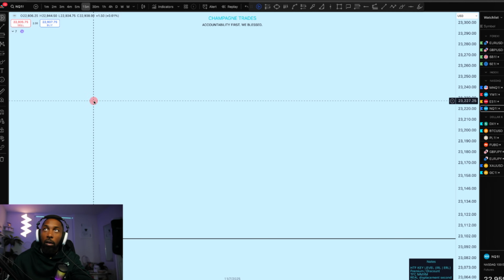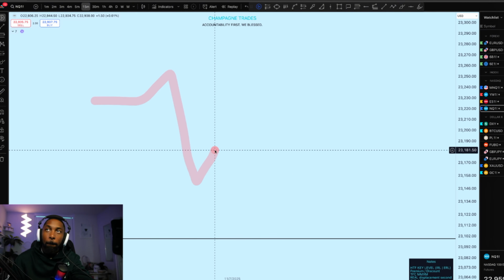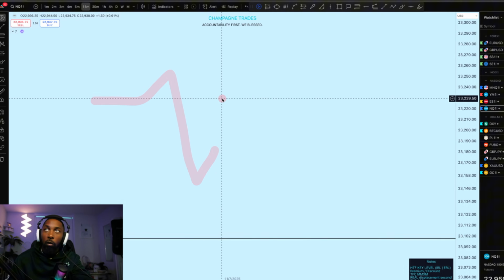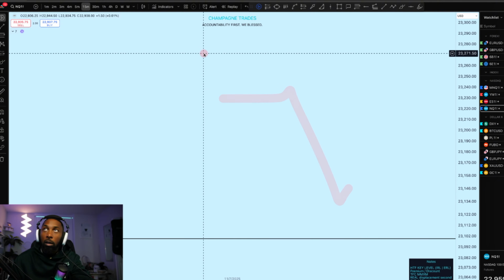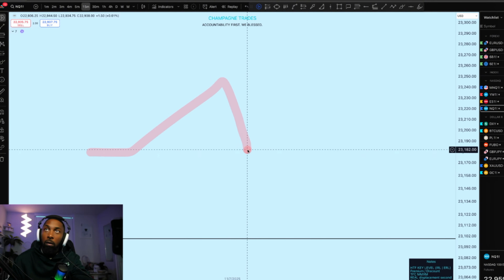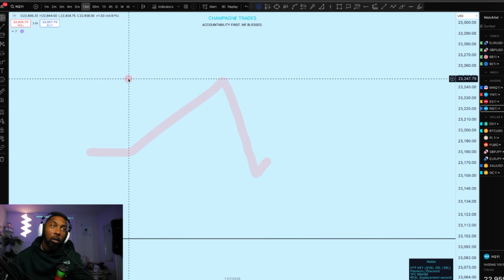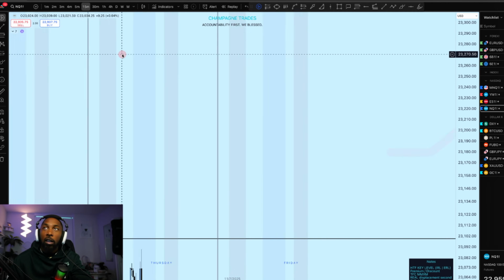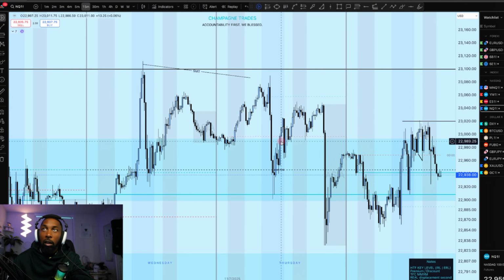For a bearish candle, you got here, up, down, close a small retracement. So same thing, could be that, could be this. Bearish candle, right?